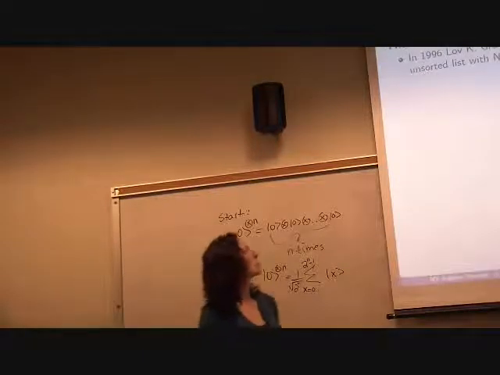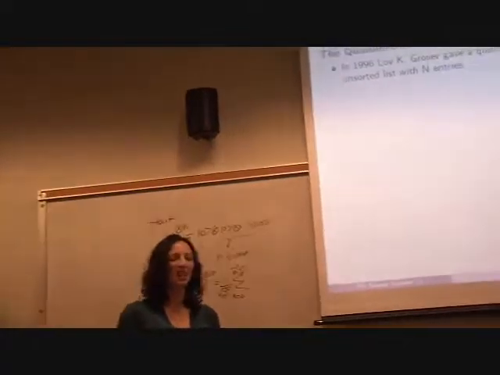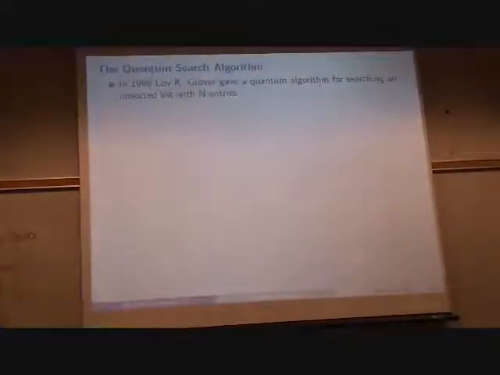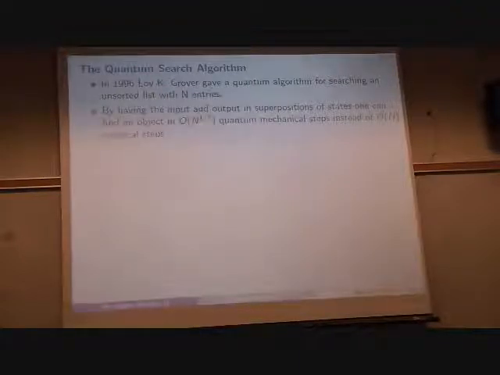Okay, so here's our quantum search procedure. This is the beautiful procedure that we modified many, many times over in order to answer our group theoretic questions. So in '96, Grover gave this quantum search procedure. He wanted to search an unsorted list with n entries. And so he has the input and the output in this beautiful superposition of states. And having this, he's able to find the object on the order of root of n time, meaning that he performs root of n computational steps in order to determine the object that he's searching for.